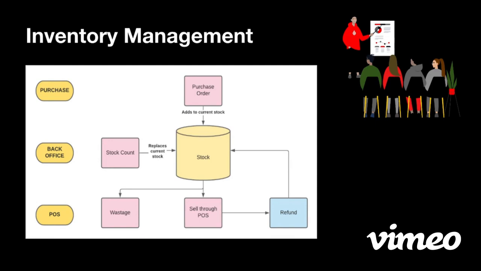At the top, we can see purchase order that adds to the current stock. And on the top left, we can see purchase. Purchase is one of the modules that we're going to go through. And this module allows you to create purchase orders, send them to your suppliers, and then mark your deliveries as received when you get them. So your stock holdings increase when you get those deliveries. So if I receive a 6-pack of wine, I want to be able to record that into the system. So it goes into my stock holding.